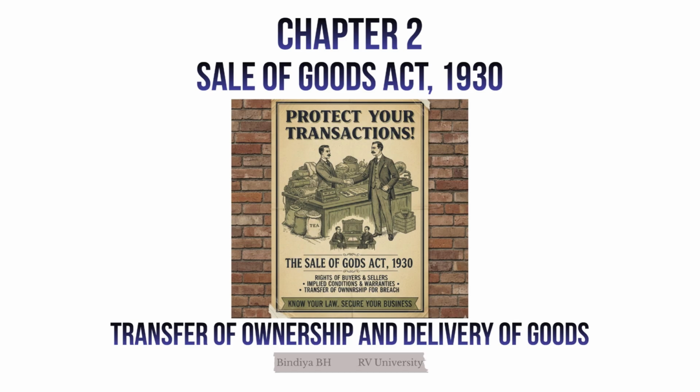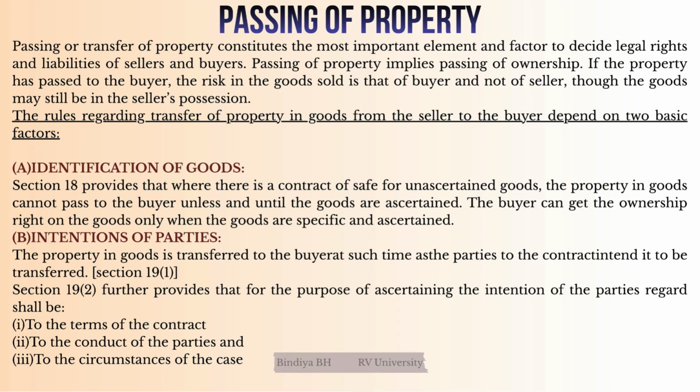Now, let's understand this clearly. The transfer of ownership means the transfer of general property in goods from the seller to the buyer. Once the ownership passes, the goods become the buyer's goods and any loss or damage is generally the buyer's responsibility. So, as we move ahead, keep asking yourself this question: at this point of transaction, who is the real owner of the goods? This question will guide you through the entire chapter.